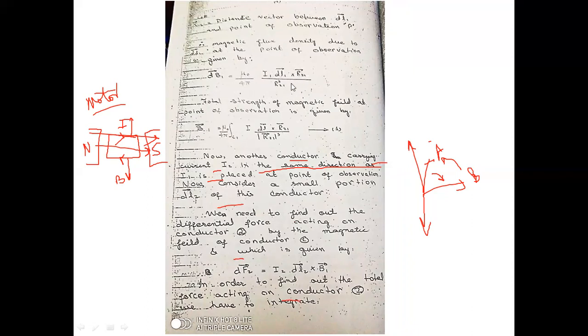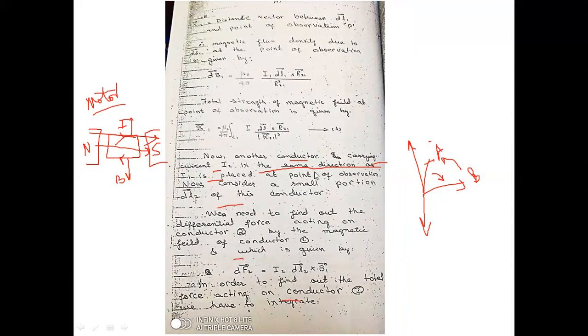Okay, this is the position vector divided by r21 cubed. This is the vector, this is the magnitude. So the total strength of the magnetic field at the point of observation is given by B equal to mu naught over 4 pi, I dl cross r21 over r21 whole cube.